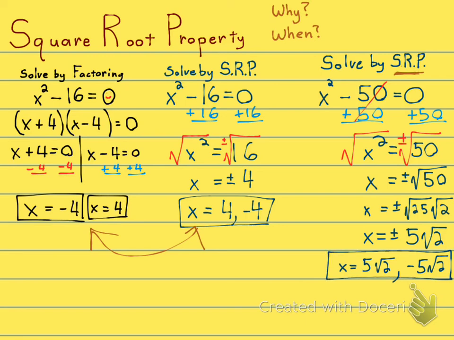Okay, so using the square root property, first, you need to get your square by itself. Second, you need to take the square root of both sides, plus or minus. And then you go ahead and you solve and you get your answers.